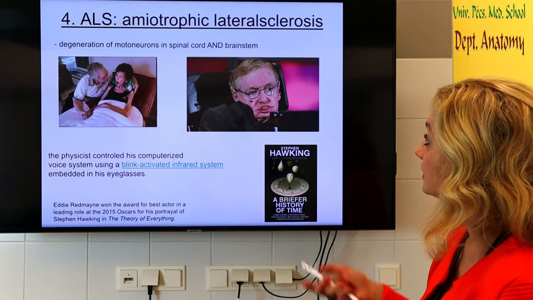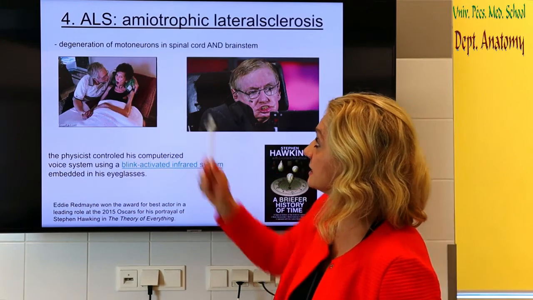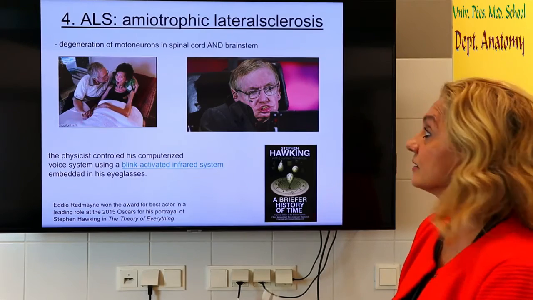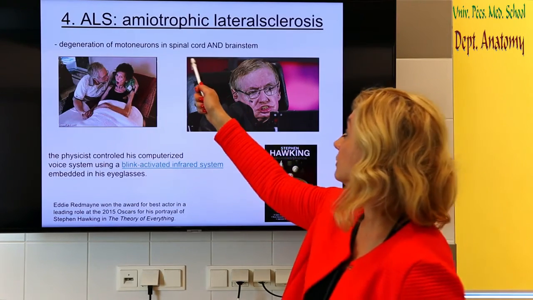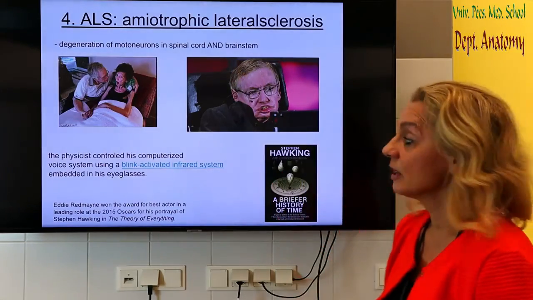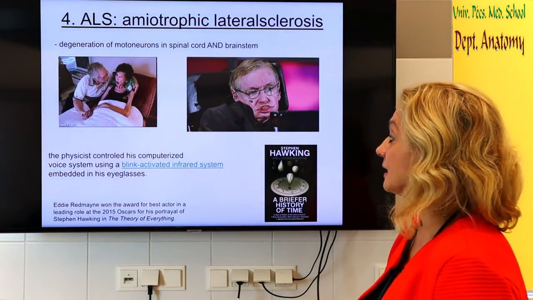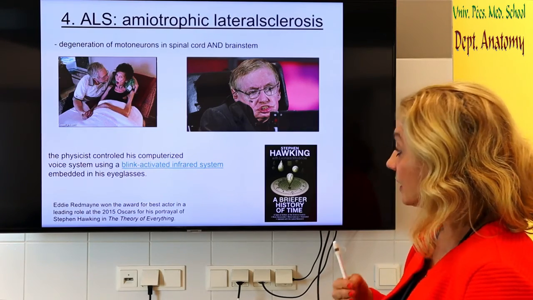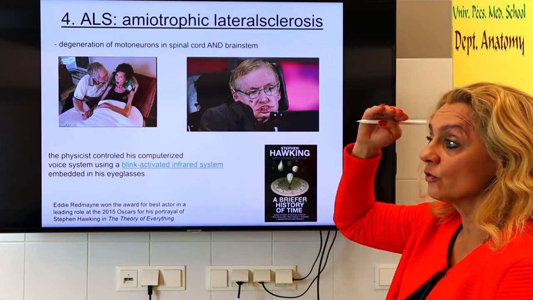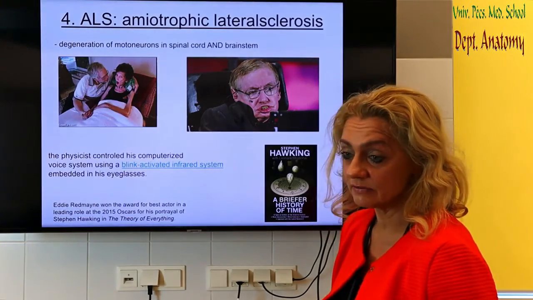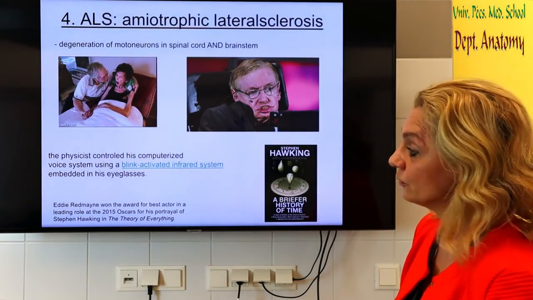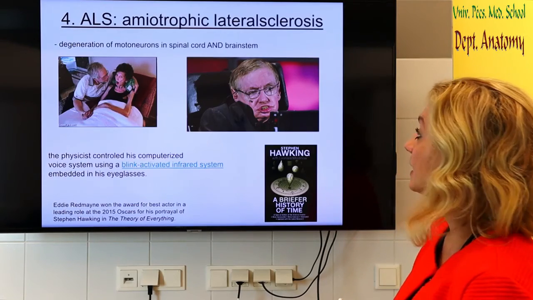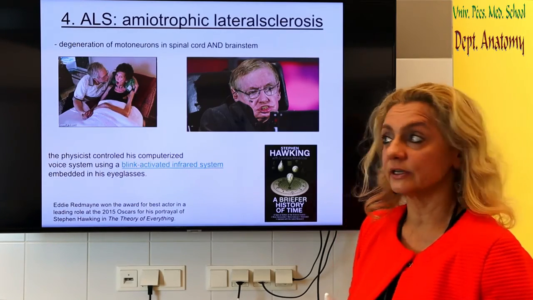And also a horrible disease is ALS, or amyotrophic lateral sclerosis, which affects the motor neurons in the spinal cord and in the brainstem. So basically these patients are not able to move anything, and it's usually ascending, so just like in the case of Stephen Hawking, he could still move his eyes, which is in the uppermost part of the brainstem. With this, I would like to thank you for the attention.